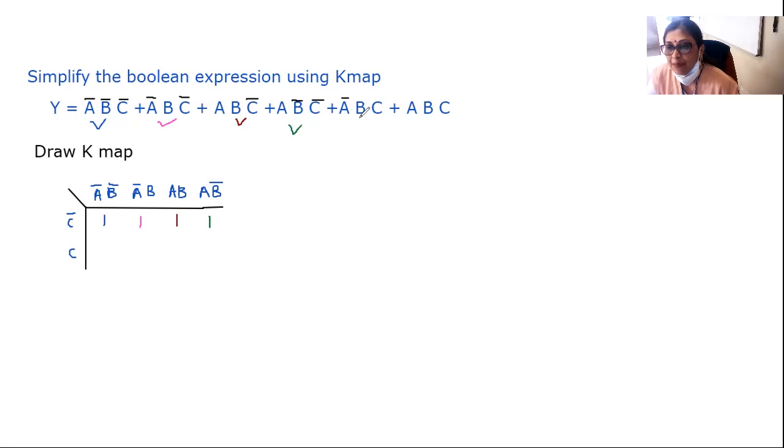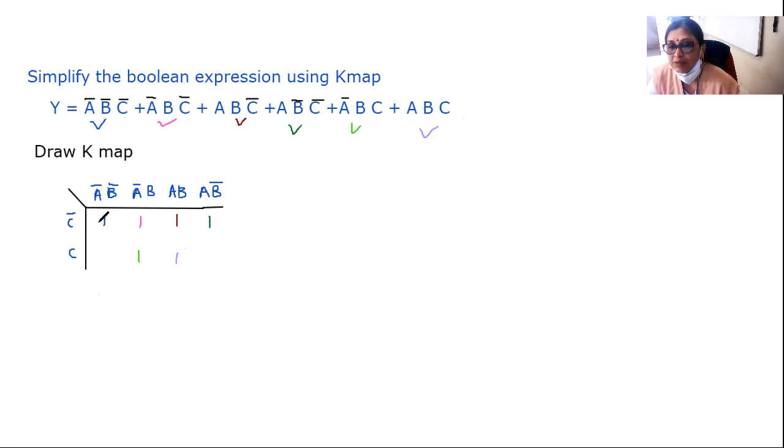The next term is A bar, B, C. A bar, B and C. Means this position is there. So let us draw this color for this. A bar, B, C. So this will be 1. And the last term in this equation is ABC. Okay, this is ABC. So A, B and C. So this term is ABC.